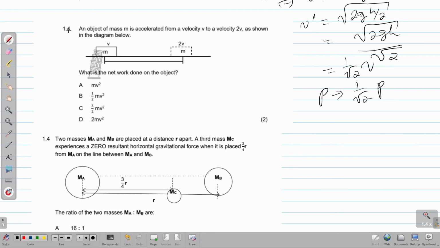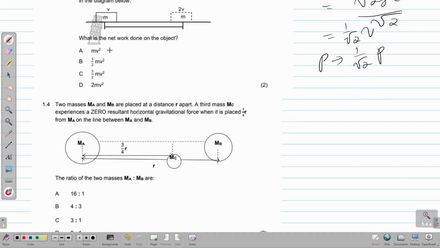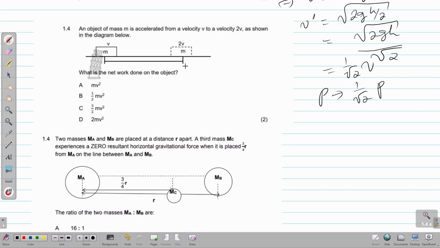And then let's look at 1.4. An object of mass m is accelerated from velocity v to a velocity 2v, as shown in the diagram below. So what is the net work done on the object? So we will invoke the work energy theorem here. Work net is the change in kinetic energy, which is final kinetic energy minus initial kinetic energy.